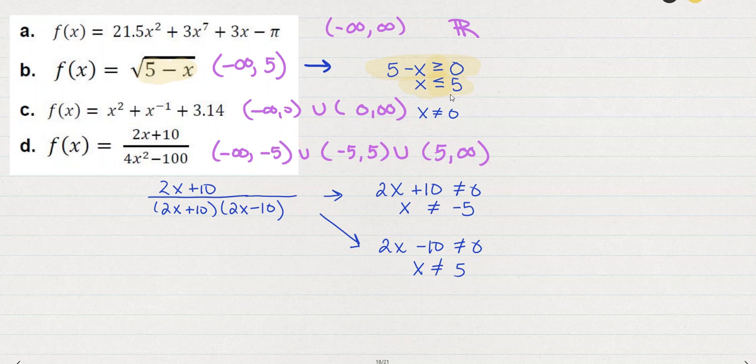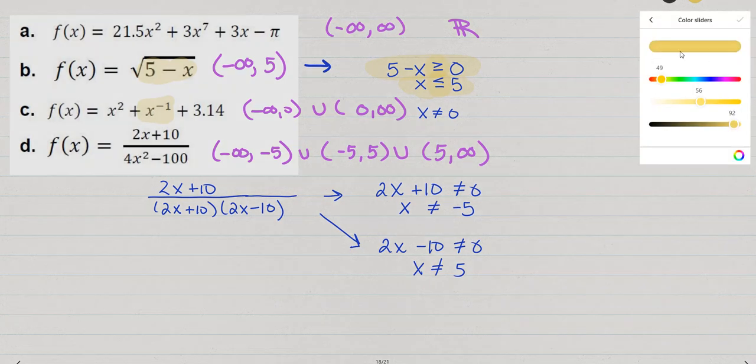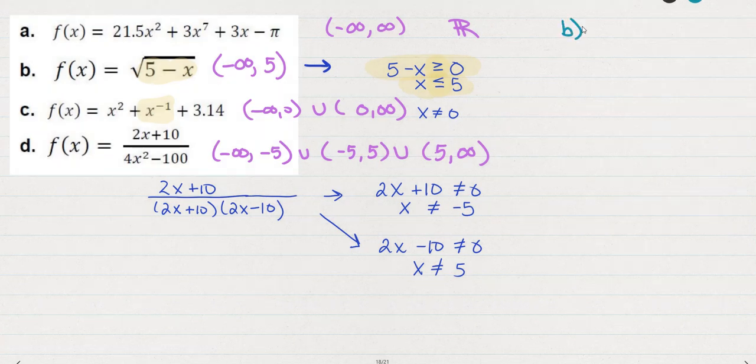Letter C looks like a polynomial, but when you look more closely, we see that this x to the negative 1 is actually a rational. Let me get a color that'll stand out. So x to the negative 1 is 1 over x. So we see that x can't be 0.